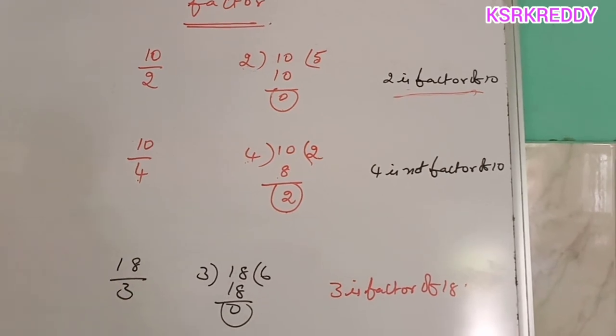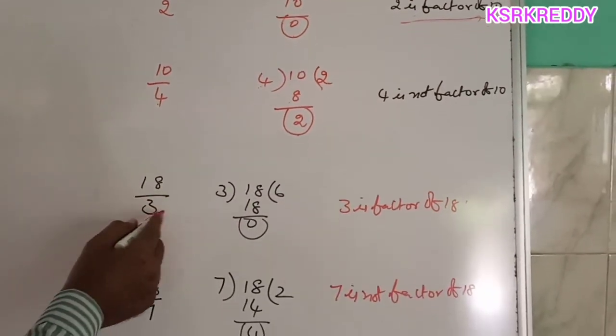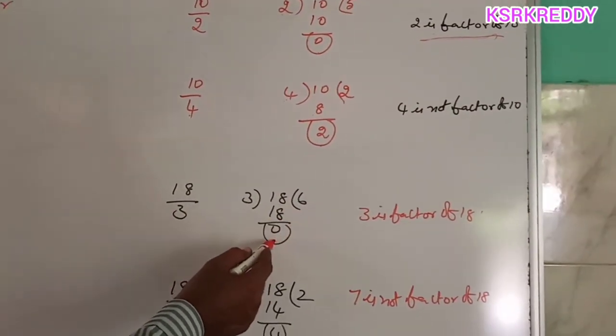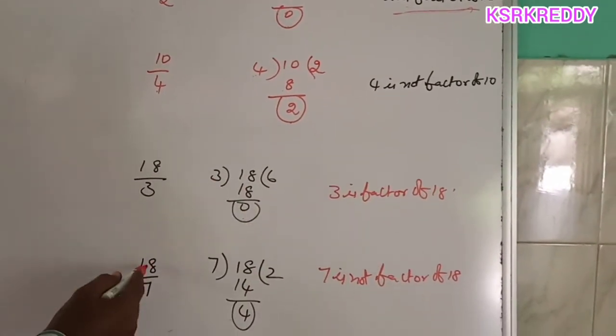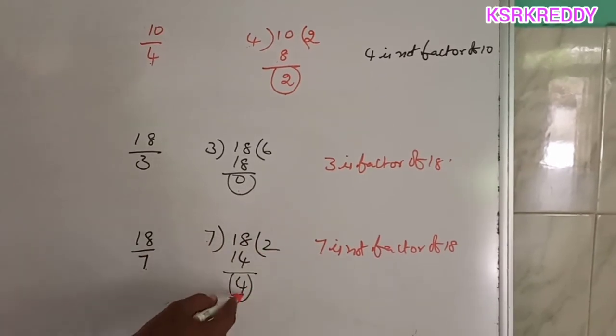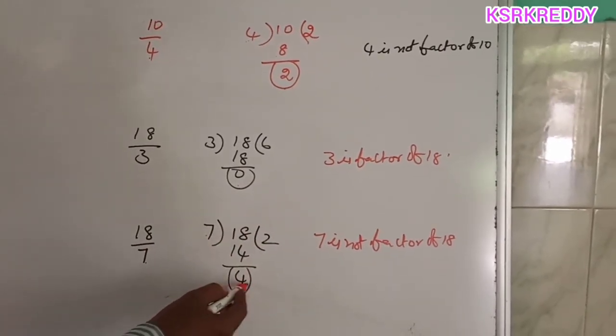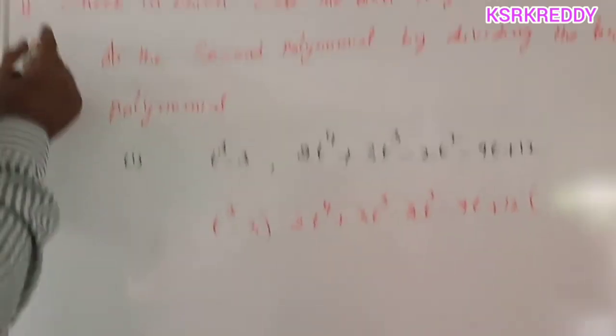And these two are also the same. 18 by 3: 3 sixes are 18. Remainder is 0, so 3 is a factor of 18. Here 18 by 7: 7 times 2 is 14, remainder is 4, so 7 is not a factor of 18.